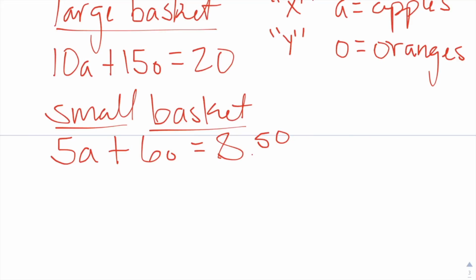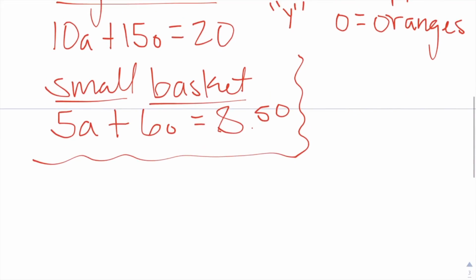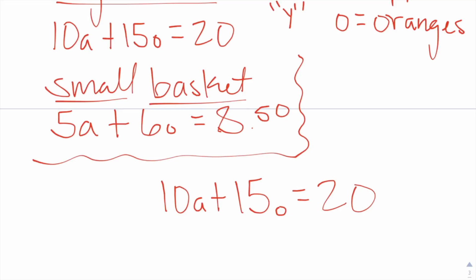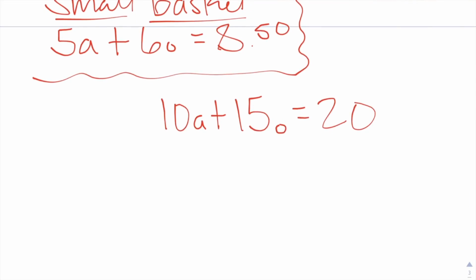You remember that? Okay, so let's go ahead and put one on top of the other. I'll just write it here to the side. Make a copy. 10A plus 15O equals 20. And we're going to line up the apples and the oranges. 5A plus 6O equals $8.50.